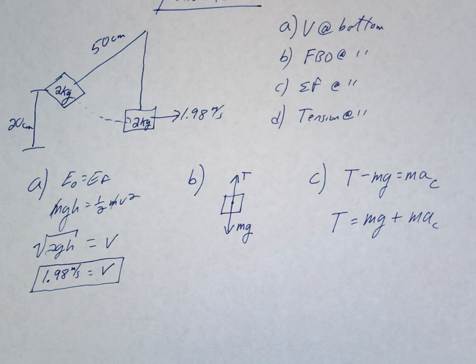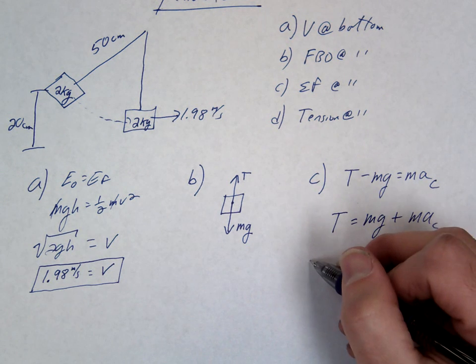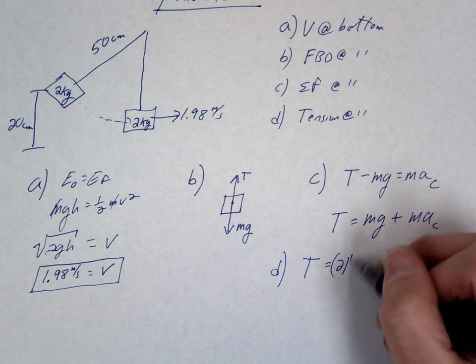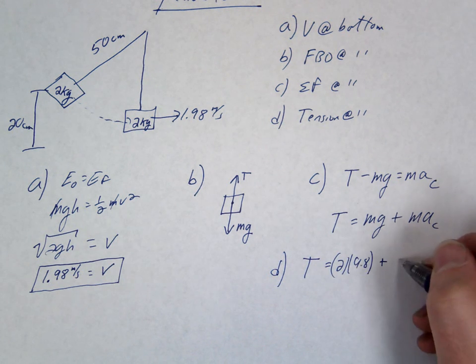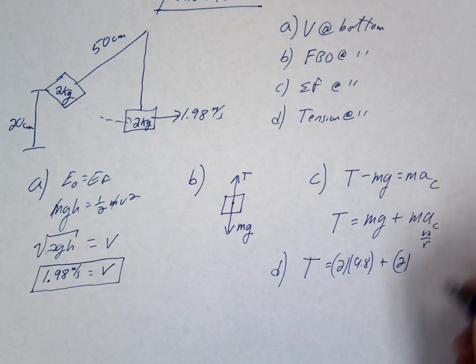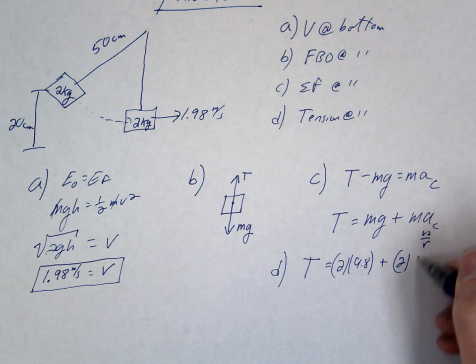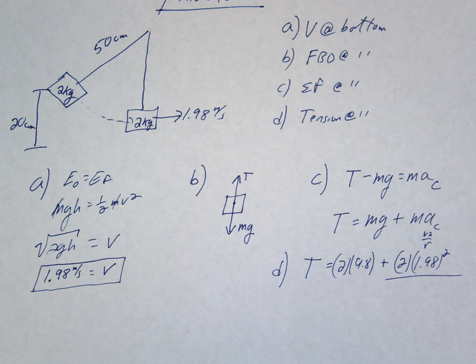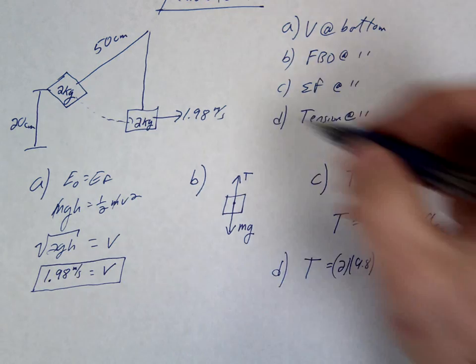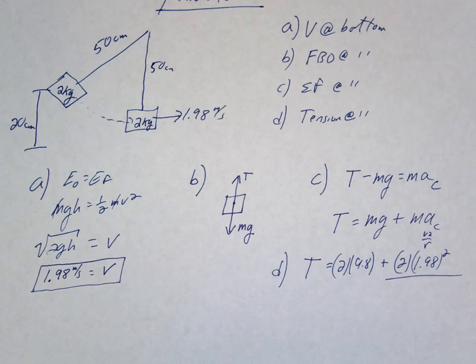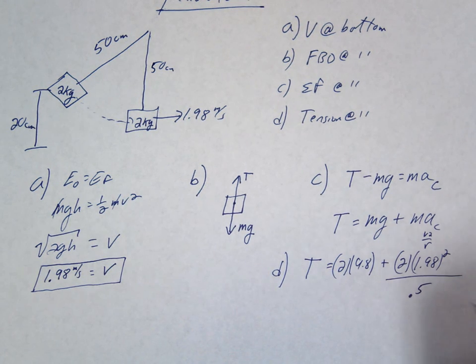Okay, at this point it should be pretty easy. We're just going to go ahead and substitute in some numbers. Can we cancel the mass? Nope. So we're going to go 2 times 9.8 plus 2 times v squared over r, right? ac equals v squared over r. So 1.98 squared. Is our radius 50 centimeters? Or do we have to do some weird cosine sine thing? It's 50 centimeters. Yeah, it's still 50, right? This is the length of the string. This is the circular motion that we're making. So we are going to convert that though, so 0.5.